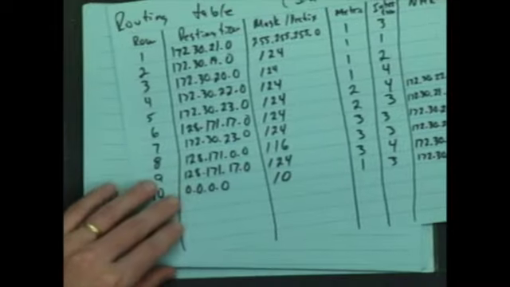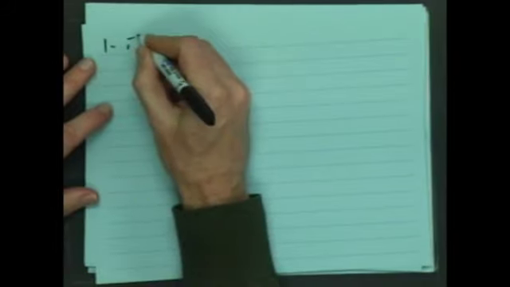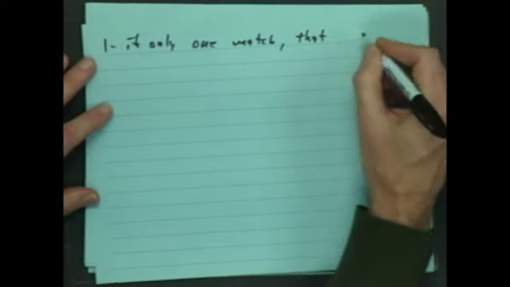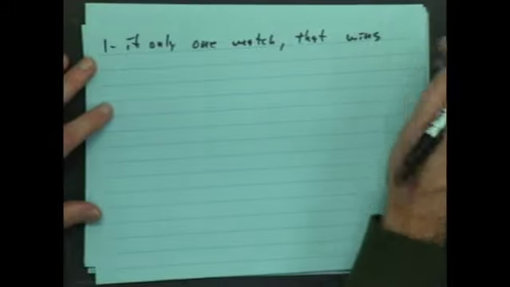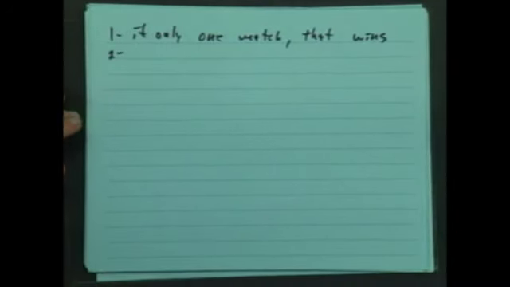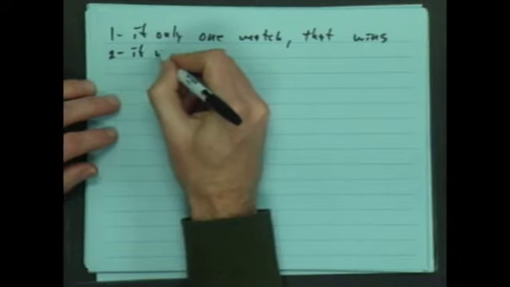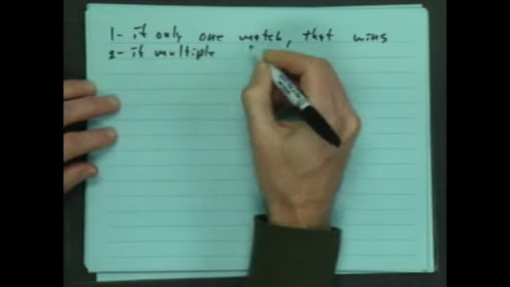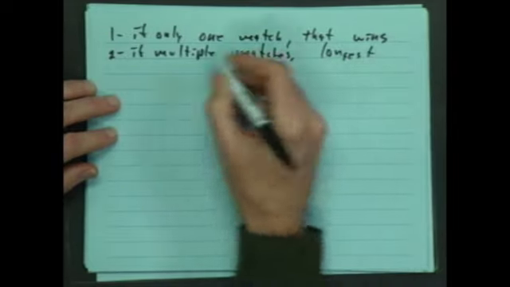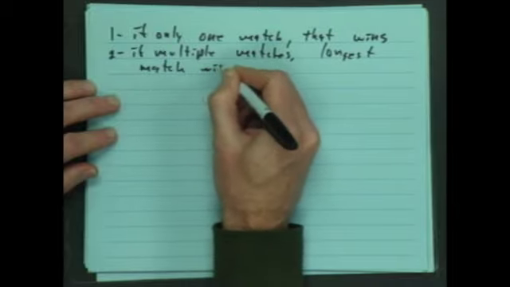Well, right now. All right, so here are the rules. Rule number 1, if there's only one match, that one wins. That's kind of the duh rule. The second rule is if there are multiple matches, the longest match wins.